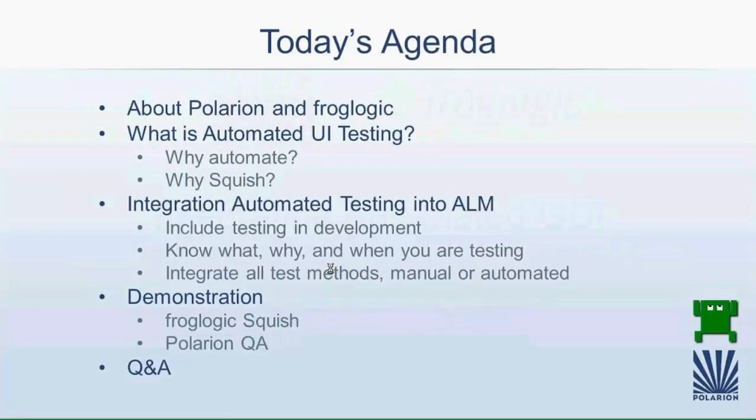And then we'll transition more into ALM. How do you integrate your automated testing into the ALM solution? How do you include testing as part of your development cycle, knowing what, why, and when you are testing, and again, integrating all your test methods, manual or automated, into your ALM process. Near the end, we'll have a demonstration. Amanda will demonstrate her product, FrogLogic Squish, and I will be demonstrating Polarian QA.